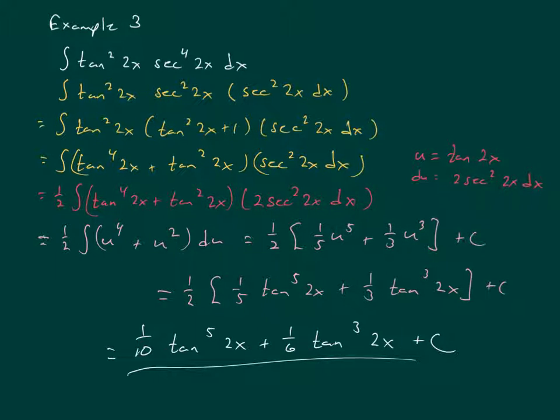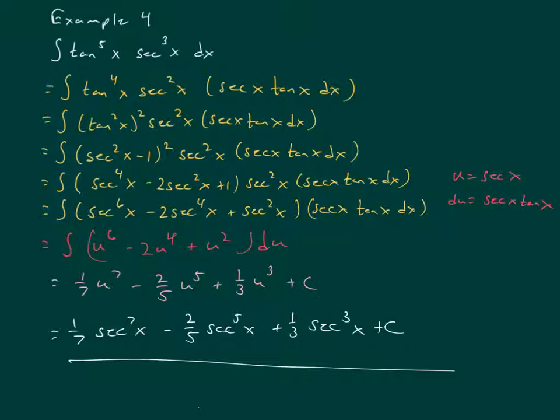So this becomes, where u is tangent 2x, 1/2 times the integral of u to the 4th plus u squared du, which equals 1/2 times 1/5 u to the 5th plus 1/3 u to the 3rd plus c. And when I bring back all of that, I will get to here. And when I multiply it out, I get 1/10 tangent to the 5th of 2x plus 1/6 tangent cubed of 2x plus c. Again, pause the video. Make sure you're comfortable with everything that we have there and the calculations. If you have questions, make sure to ask.